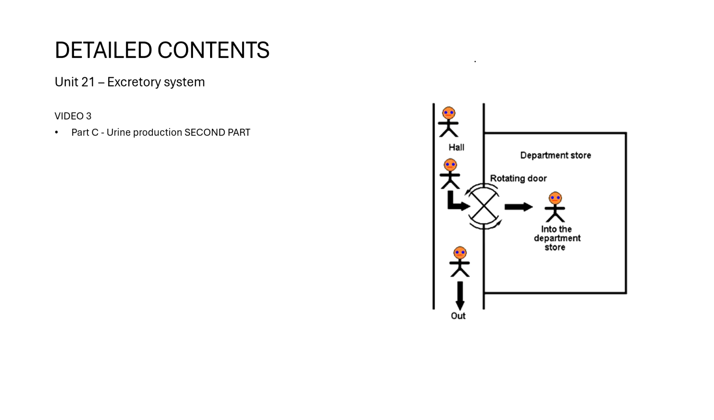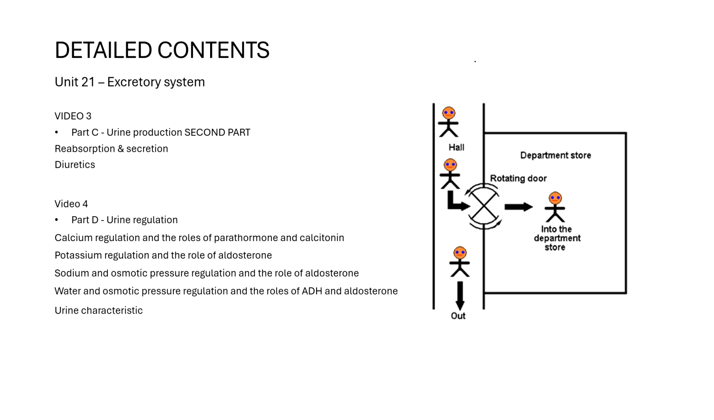The third video continues with Part C. We'll look at urine production, including reabsorption and secretion, and diuretic. Video 4 then includes Part D, urine regulation. We'll look at calcium regulation and the role of parathormone and calcitonin.